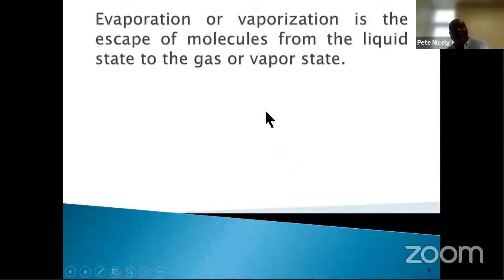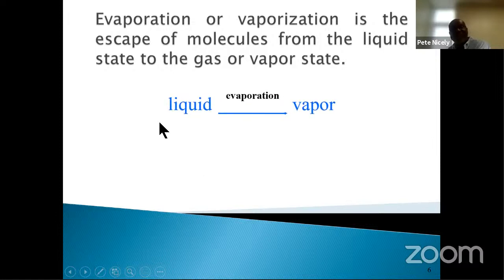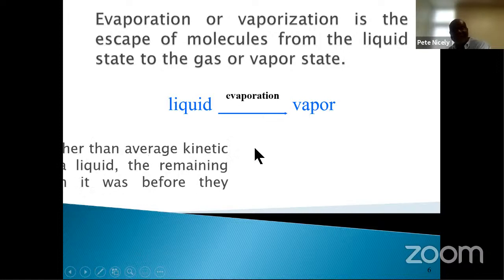Okay, now let's talk about this process called evaporation. Another term for evaporation is vaporization. And this is when molecules of the liquid escape from the liquid state to the gaseous or vapor state. So basically we can represent that process by this simple equation here, where the liquid is converted to vapor. So that is evaporation or vaporization.